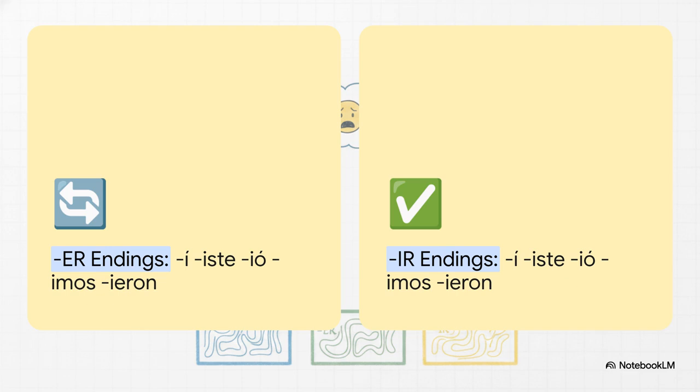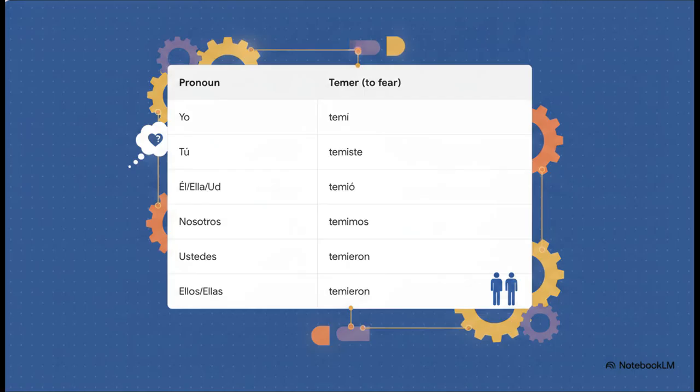If you compare the ER endings to the IR endings, they're absolutely 100% identical. For both ER and IR verbs, the endings are í, iste, ió, imos, and ieron. We just literally cut your memorization work right in half. If you know one, you automatically know the other. Let's demonstrate this matching pattern in action with an ER verb.